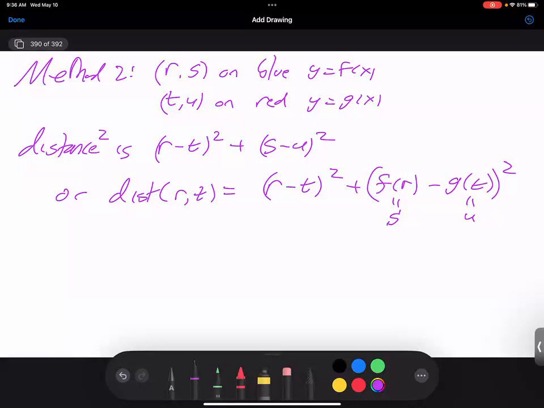The other thing I could do is try to just do one function directly. Well, my distance is r minus t squared plus s minus u squared. Okay, so that's my distance squared. But r, t, s, and u are not all independent. Once I tell you what r equals, you know what s equals. Once I tell you what t equals, you know what u equals. This is just using the constraints.